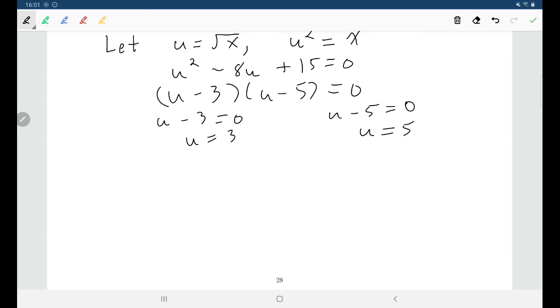And we know what u is. U is the same thing as the square root of x. So the square root of x is 3, or the square root of x is 5. And that means then that x must either be 9 or x must be 25.